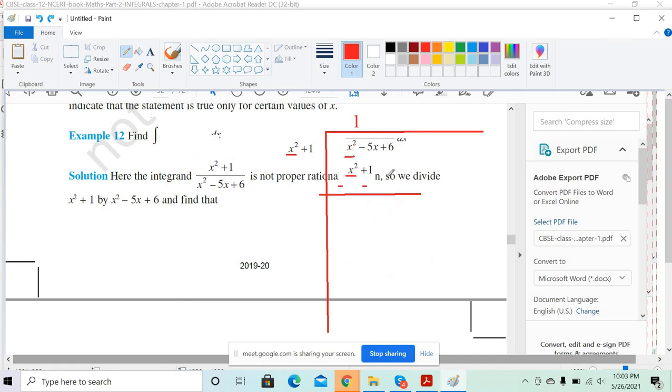I divided wrong. So the denominator we have to divide, no? Not the numerator. I divided the wrong way. So the numerator has to be divided by the denominator. So this has to be inside, isn't it? Sorry, my mistake. So no problem. We can just keep this inside.